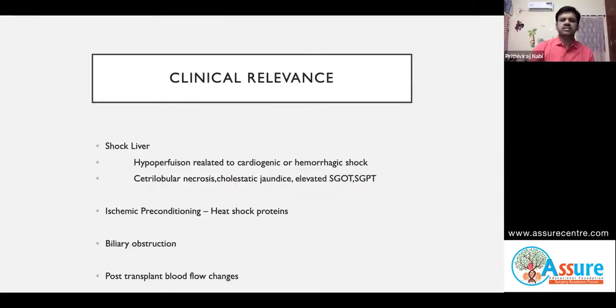So the clinical relevance of knowing the liver blood flow is to understand pathological conditions like shock liver, ischemic preconditioning, which is mediated by the heat shock proteins, the changes that occur during biliary obstruction, and the post-liver transplant blood flow changes.